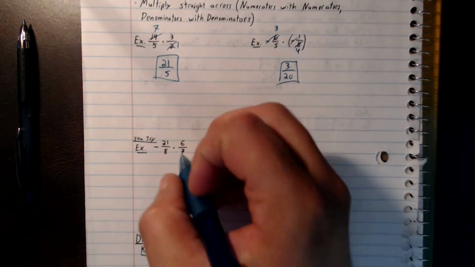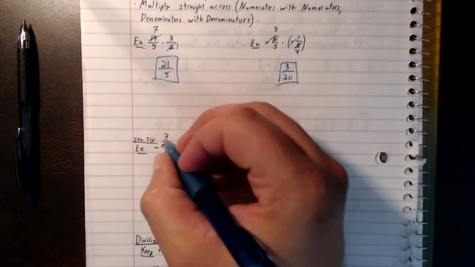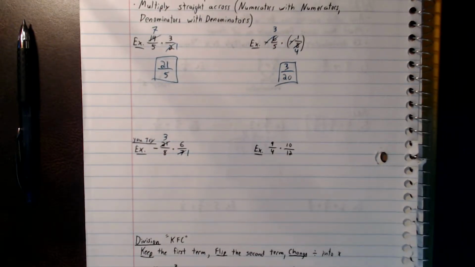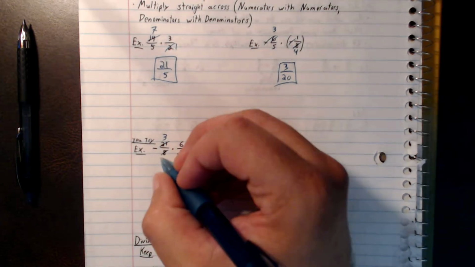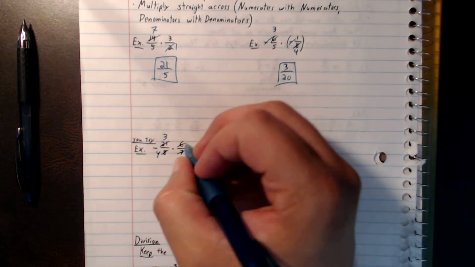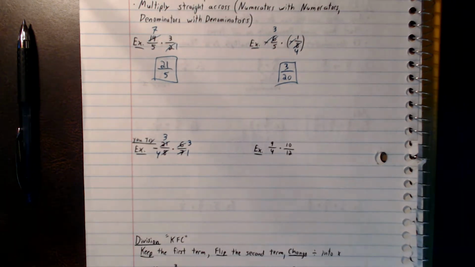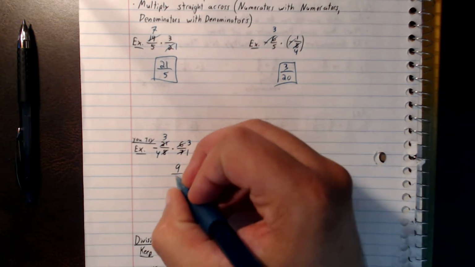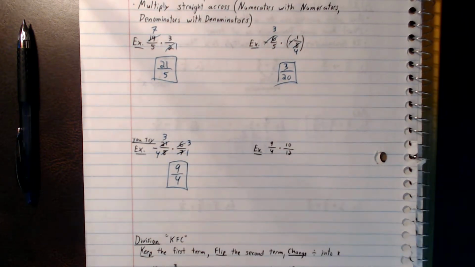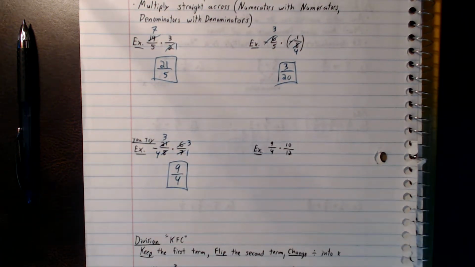Hopefully you noticed that 21 is divisible by 7, so we can cross off those right away. And next we have 8, which we can divide by 2 into 4. 6 can become a 3. And now we multiply straight across. You should have gotten 9 over 4. Now if you didn't reduce all of that at the same time, or maybe you waited till the end for your reducing, that's fine. Did you get 9 over 4? That's the big question here.